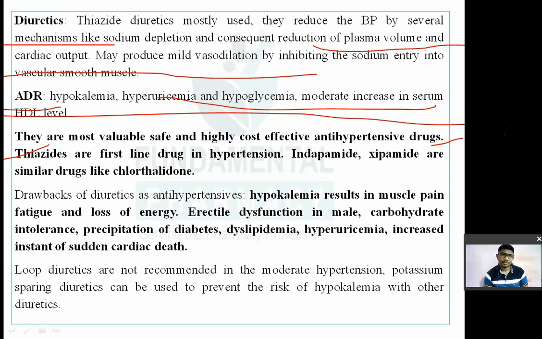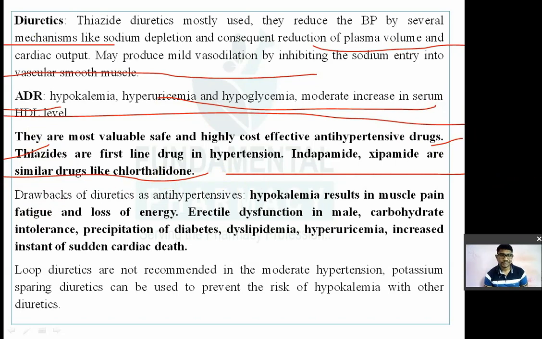Thiazides are the first line drug in hypertension. A question has already come on this. Thiazide diuretics are the first line drug used in hypertension. Indapamide and xipamide are similar drugs like chlorothiazide.